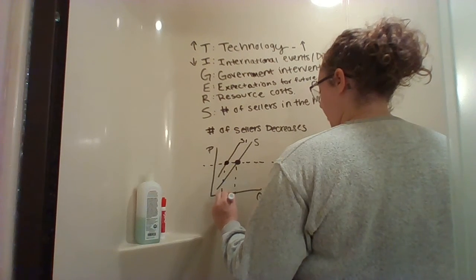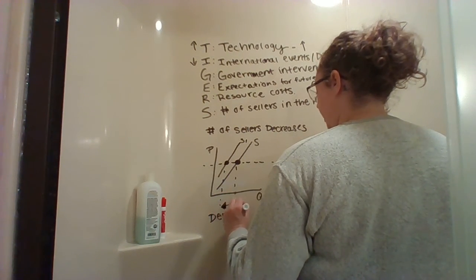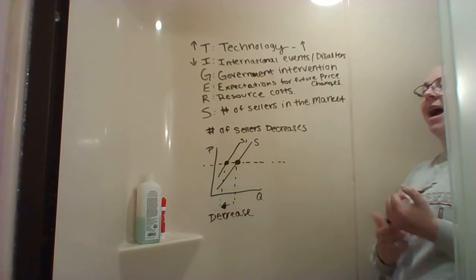Oh my gosh, that arrow is so bad. Decrease. Supply is going to go down because we have less sellers.